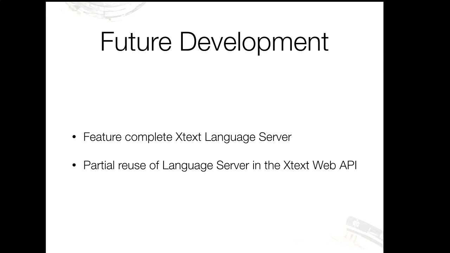Our future plan: we want to get rid of these parentheses, which we had on the slide with Monaco, that mean that the feature is not implemented, but we are working on it. So our goal is a feature-complete Xtext language server. And also regarding the Web API, we want to make use of a language server for the Web API, so that it's also getting easy to use multiple editors for that.